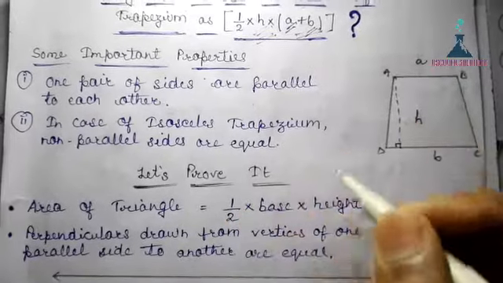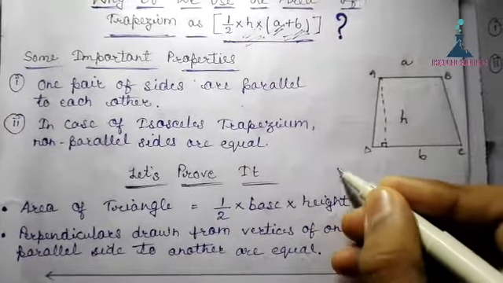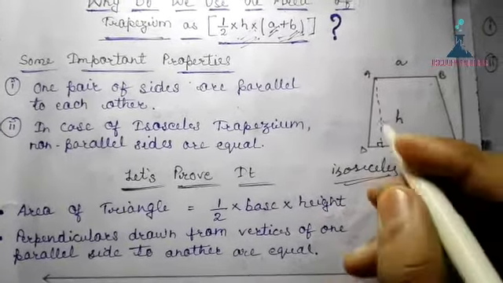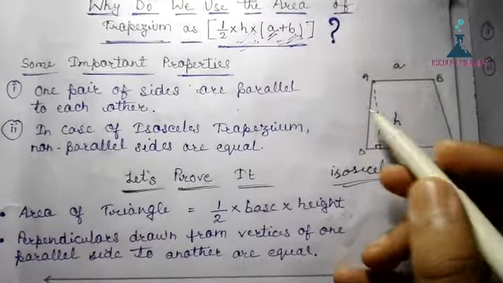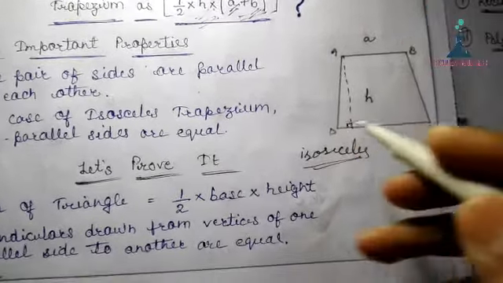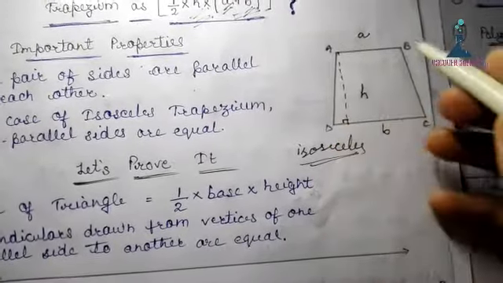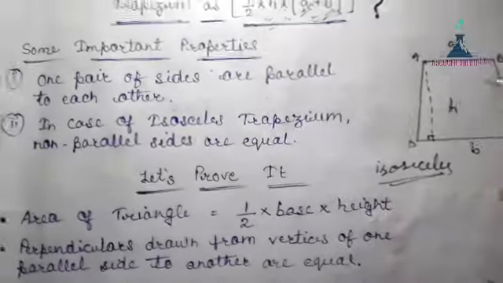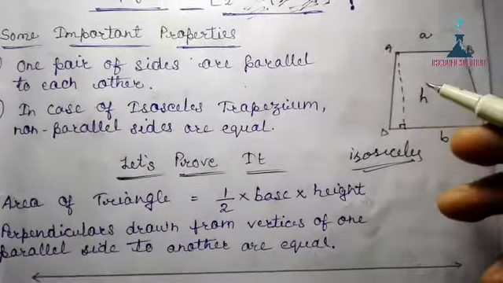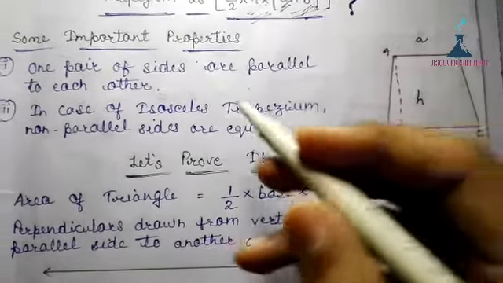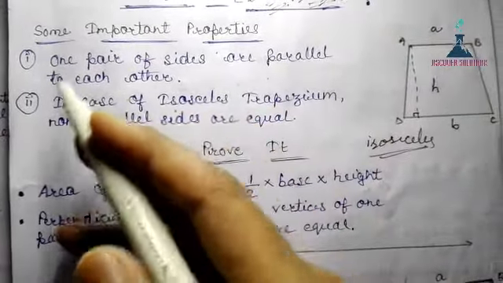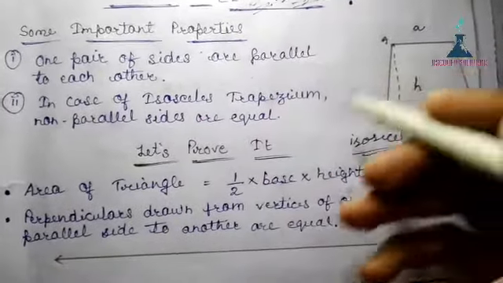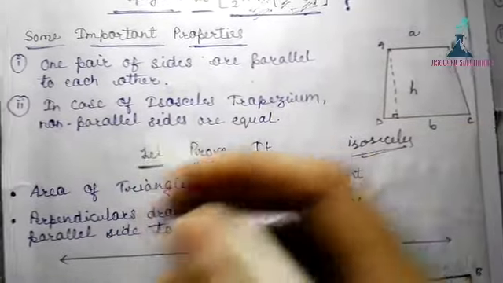And friends, there's a type of trapezium called an isosceles trapezium. In this type of trapezium, the non-parallel sides become equal. So if I take AD and BC as the non-parallel sides, then AD becomes equal to BC. These are some important and basic properties of a trapezium that I've discussed so far. The first property is that one pair of sides is parallel to each other, AB parallel to DC.